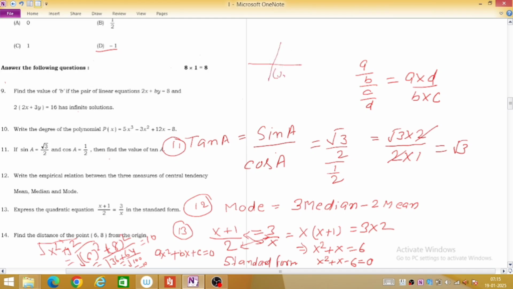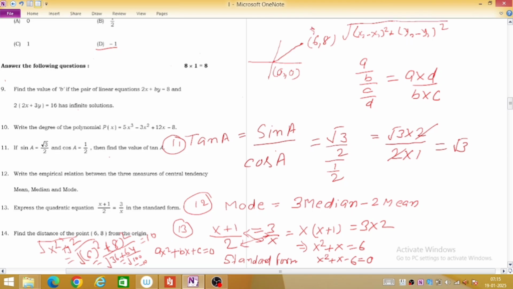Because here I explain again, this is a point and this is the origin. Here one point is given, 6 and 8, both positive. You find only the distance, and the distance formula is the square root of x2 minus x1 square plus y2 minus y1 square. But here only one point is given. Okay, then here the other point is 0, 0.